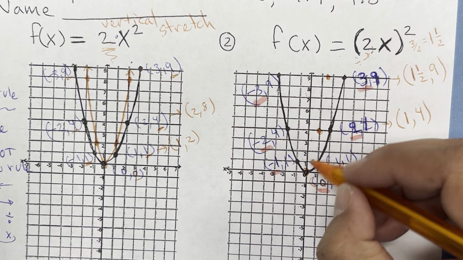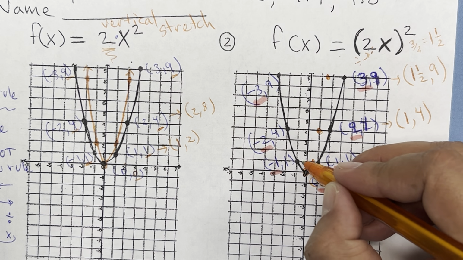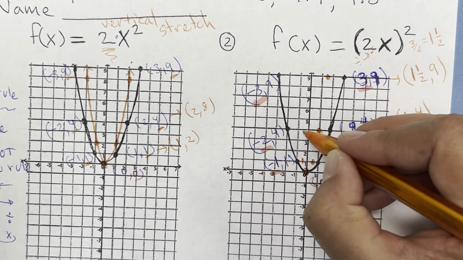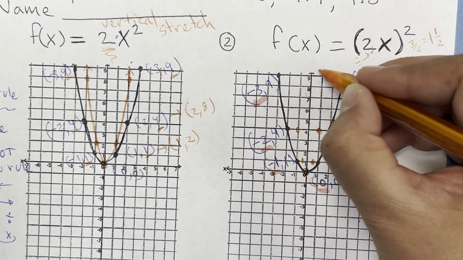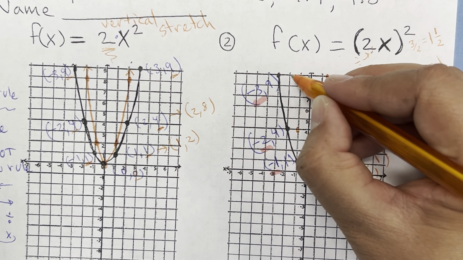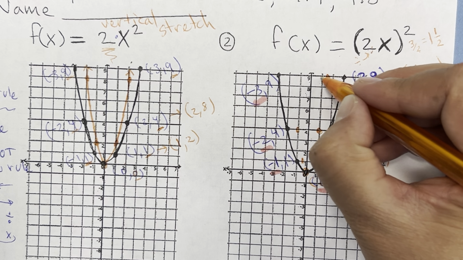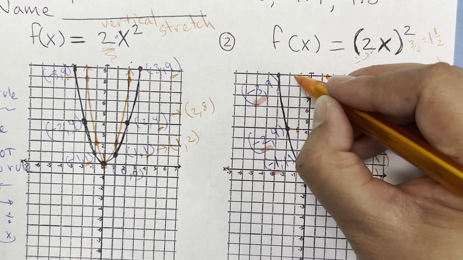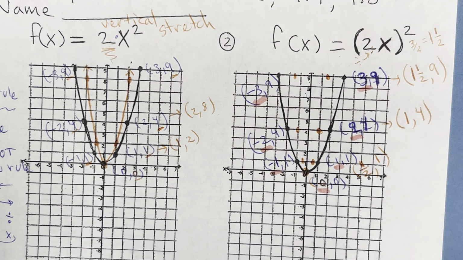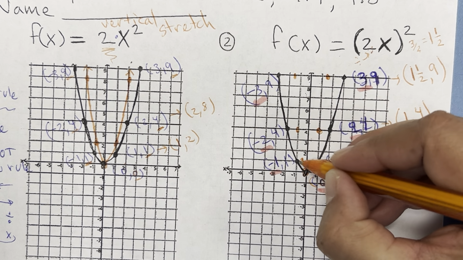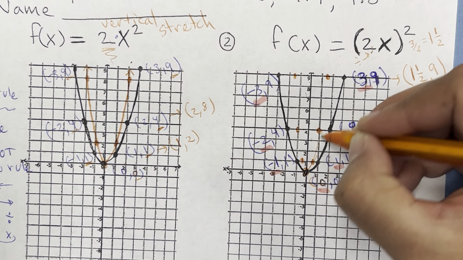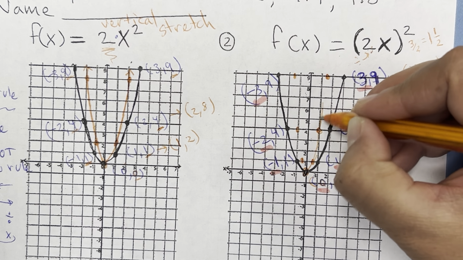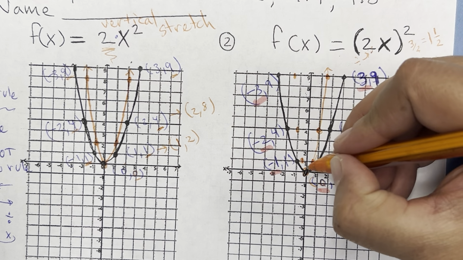And for the other side, again, we can just do the reflection of that, because remember, parabolas are always symmetrical. Oops, 1 1/2, so negative 1 and 1/2. And that's all. All you have to do is graph or connect the points.